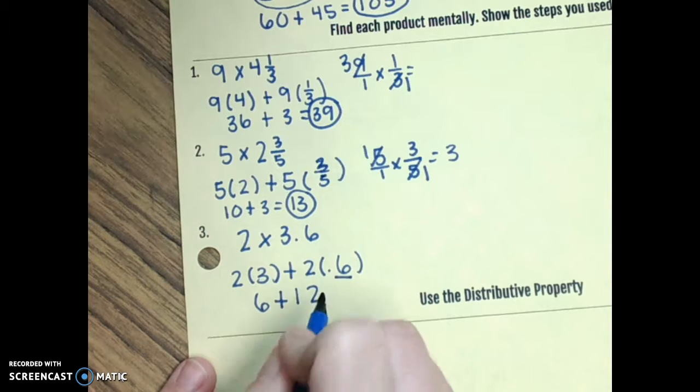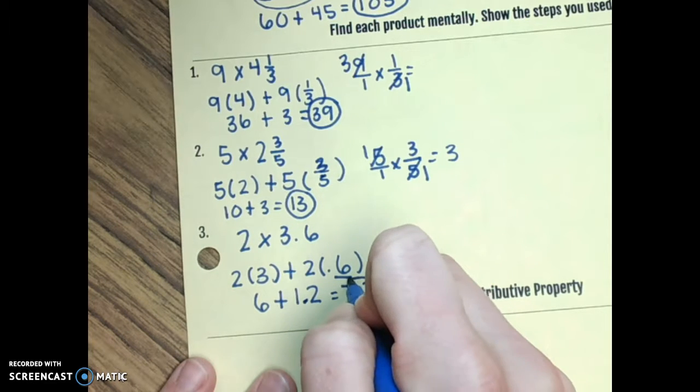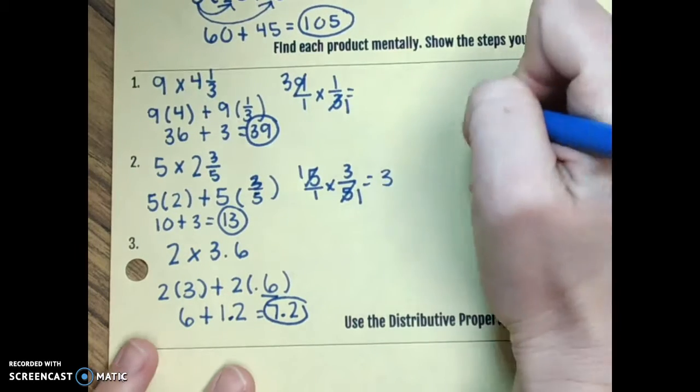There's one decimal point, so we're going to put that in. We're going to add our whole numbers. 6 plus 1 is 7. And then add our 0.2 in, so 7.2. I know there's only 3 here, but we're going to do a fourth one. I want to show you how to do it when we have a whole number.